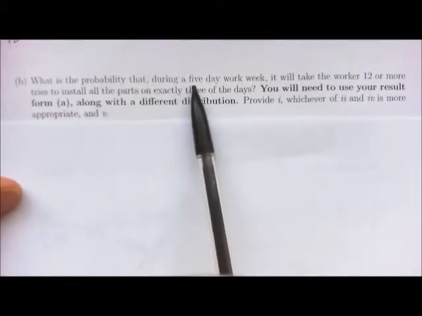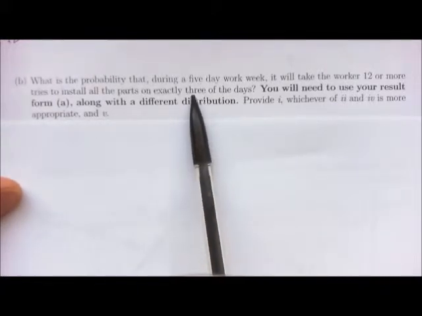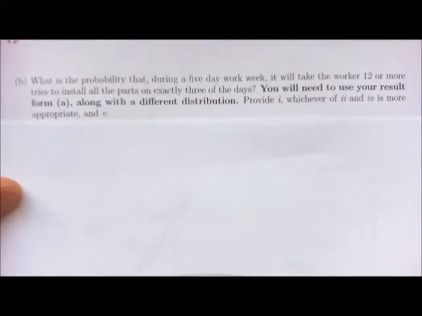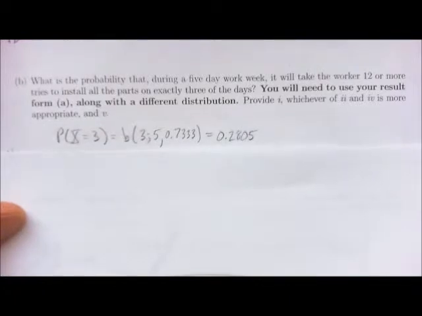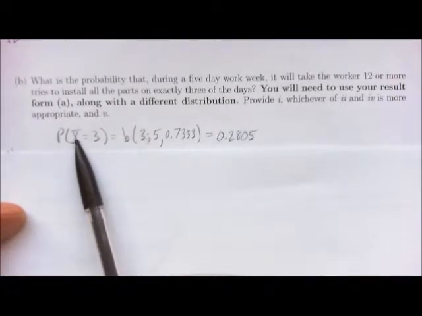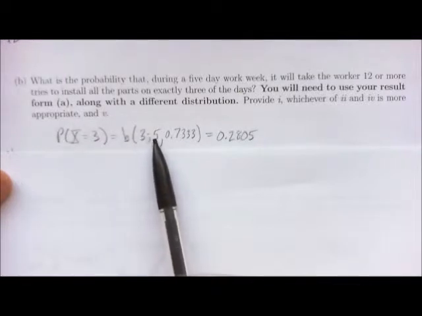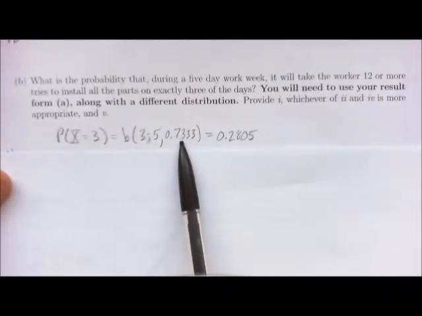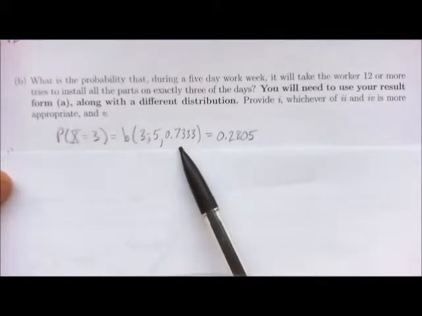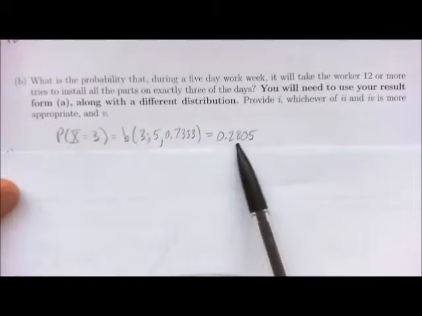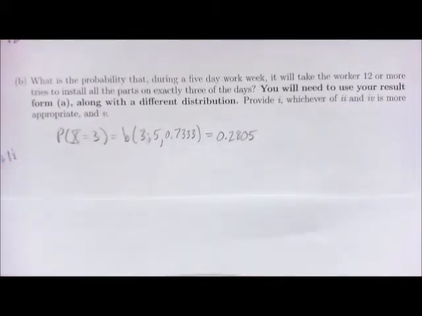We have a fixed number of trials, 5, and the variable is the number of successes, the number of days on which the worker takes 12 or more tries to install the parts. So we're just looking for the probability that capital X equals 3. It's just a binomial, 3, 5, and the probability is the probability we found in part A. This is the probability of it taking 12 or more tries for the worker to install the 10 parts. And the result is 0.2805.